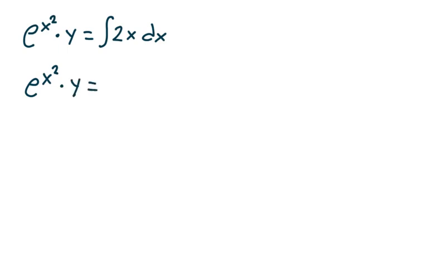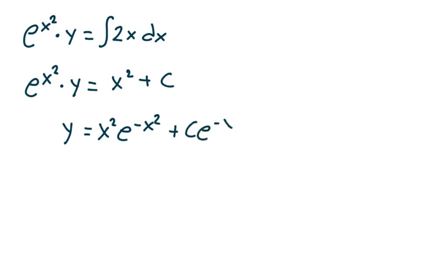And so from here, e to the x squared times y is the integral of 2x dx. And so e to the x squared times y is x squared plus c. And so if I solve for y, I get x squared e to the negative x squared plus ce to the negative x squared. And then this is one of those you want to double check with your instructor as to how they want you to express your solution.